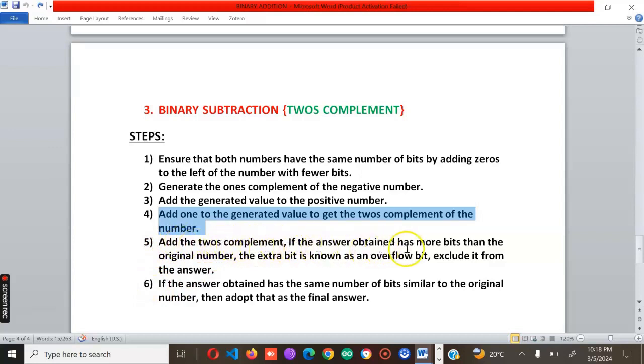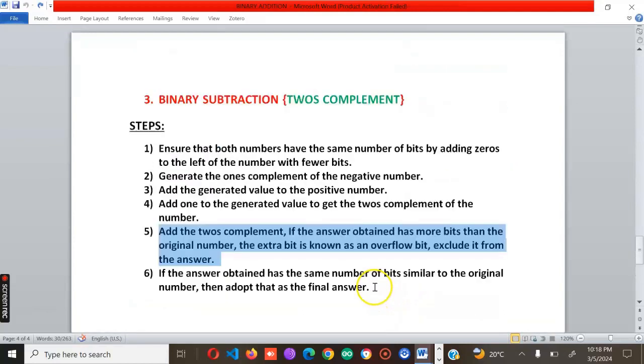If the answer obtained has more bits than the original number, the extra bit, known as the overflow, is always excluded from the answer. This is also very key, because we might have a scenario whereby you get more bits than the original number. Lastly, if the answer obtained has the same number of bits, you retain the answer. Having done that, now let's move to our example.